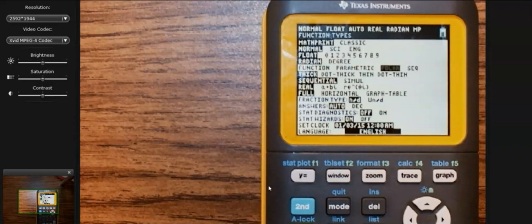I've never used this much. I don't know. I'd have to check. Okay. No. Okay, so everybody got it in polar mode.